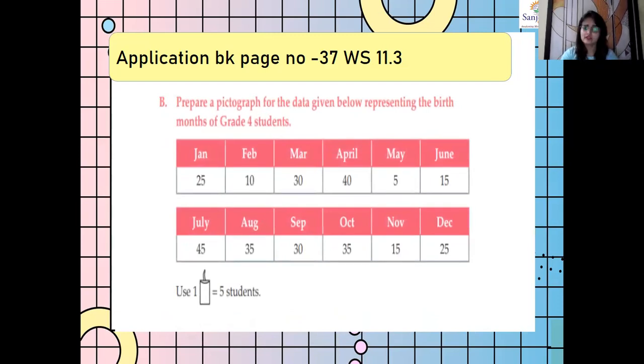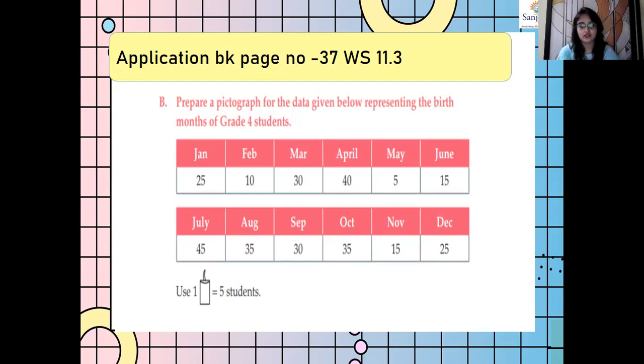B. Now, children, pay attention here properly. This is a different sum. Here, they have given you the table and you have to draw a pictograph. You need to prepare a pictograph for the data given below, representing the birth months of grade 4 students. So, grade 4 students' birth months have been collected. There are for January 25, February 10, March 30, April 40, May 5, June 15, and so on till December.